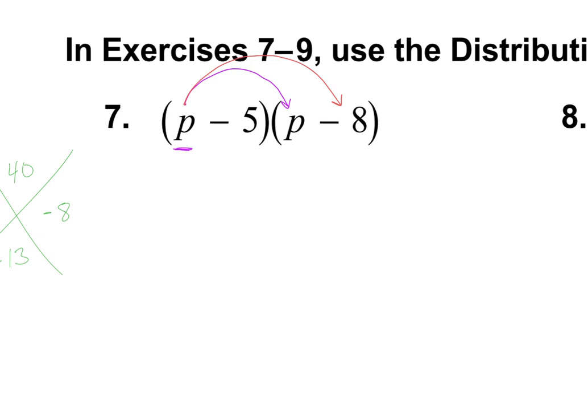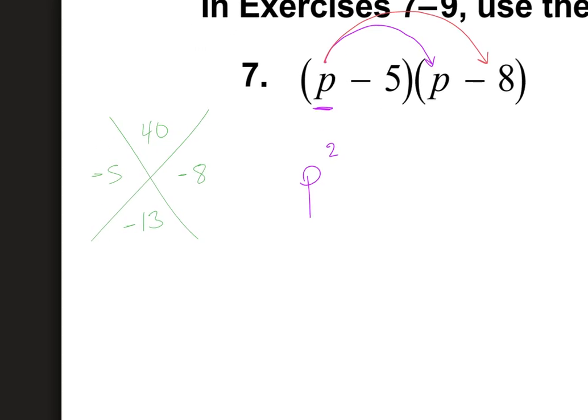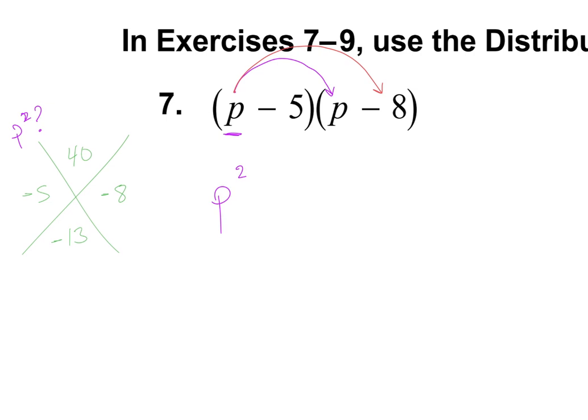Let's do this. The purples. P times p, that's p squared. And you might look over here and go, p squared, question mark? There's no p squared. Yeah, hang on. And then p times negative 8, that's negative 8p.